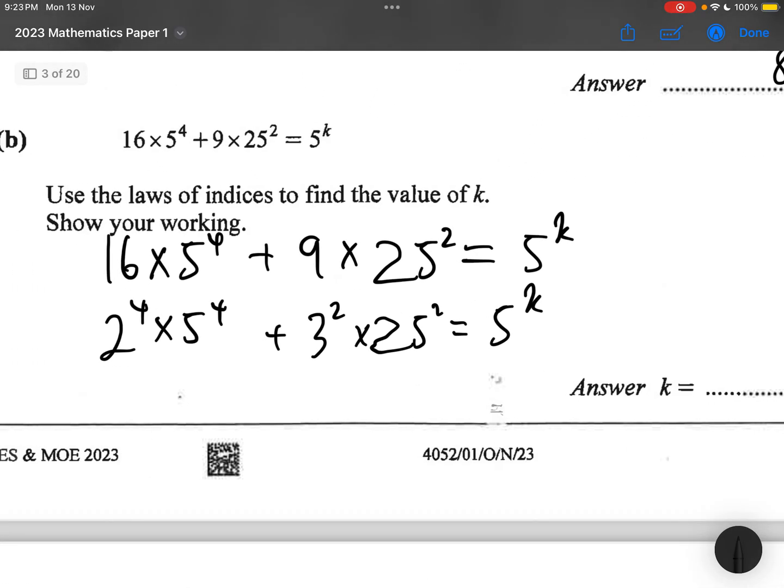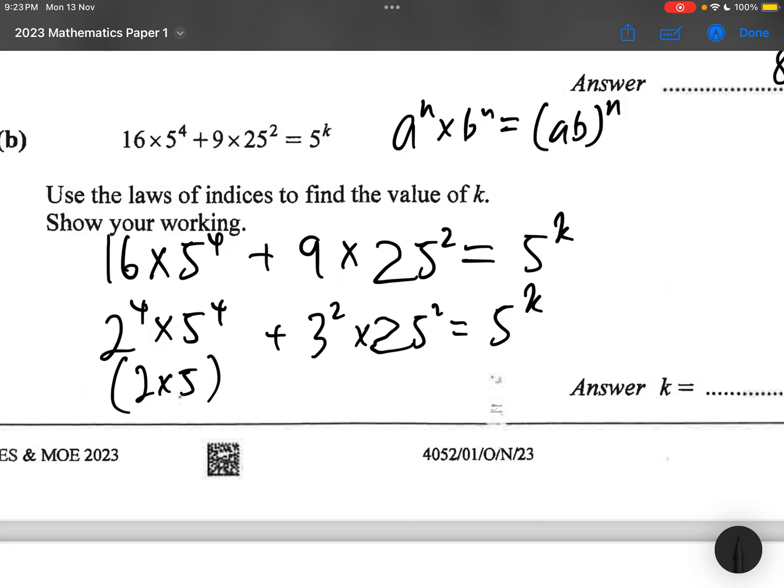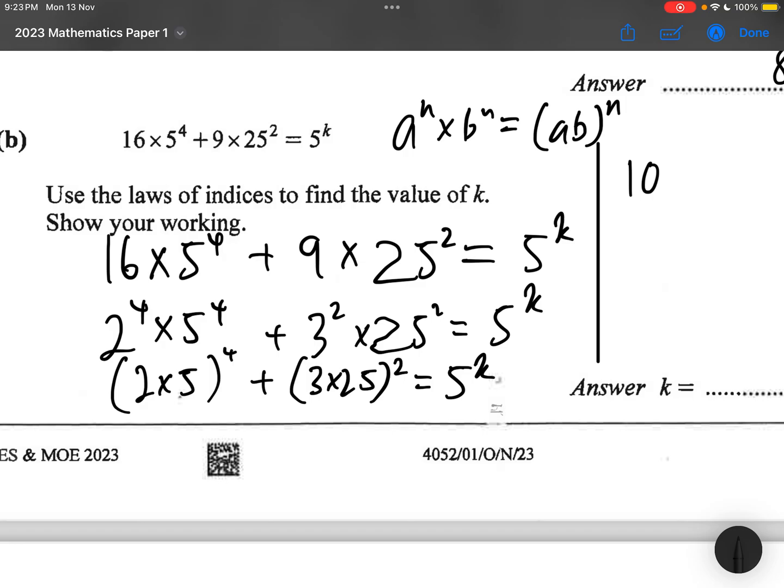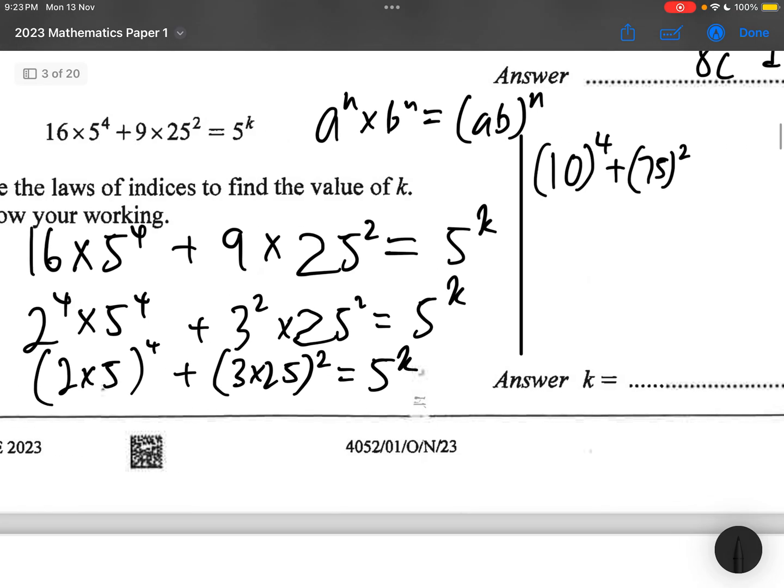And then I can use this law of indices. When we have the same power, we can just combine the bases together and the index will be outside. I'm going to use this idea on this one. 2 times 5, bracket 4, plus 3 times 25, bracket squared gives me 5 to the power of k. And then I have 10 to the power of 4 plus 3 times 25 will be 75 squared, which is 5 to the power of k.